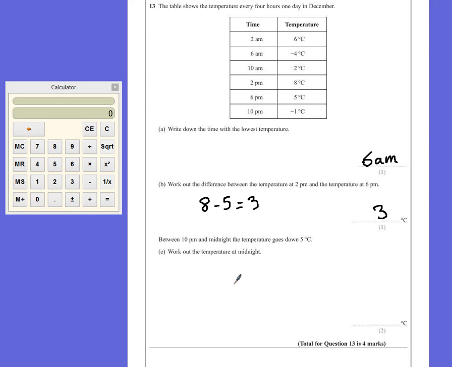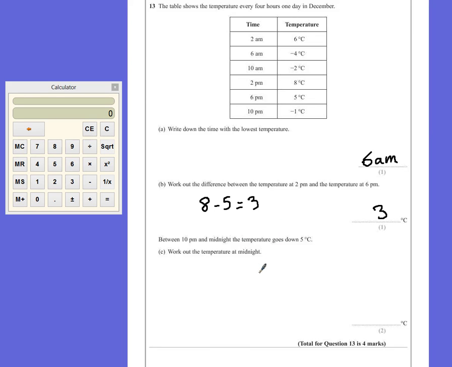Between 10 PM and midnight, the temperature goes down 5 degrees Celsius. So for part C, work out the temperature at midnight. So we're starting at not 5 degrees, -1, and going down 5.